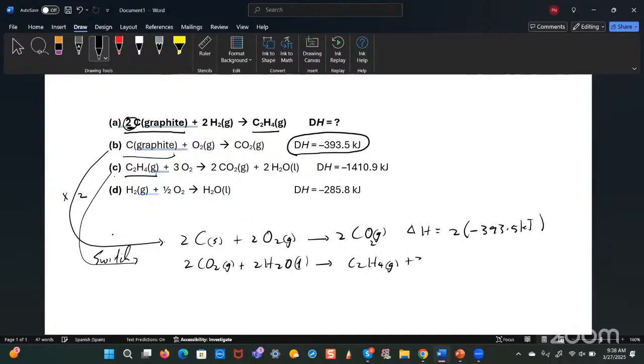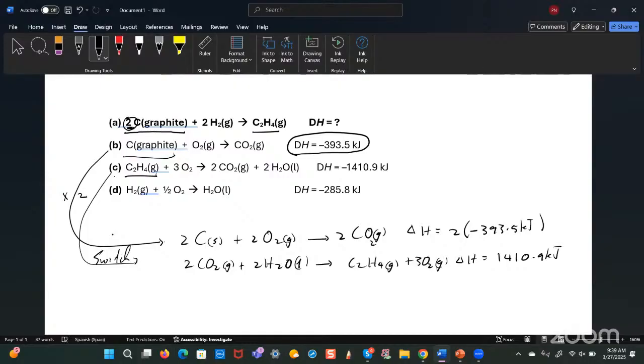plus 3 O2 gas. And delta H for that, when you switch it, what happens to delta H? Anybody can tell me? It goes positive. It becomes positive because it was negative before, all right? So this becomes delta H equals 1410.9 kilojoules, all right?